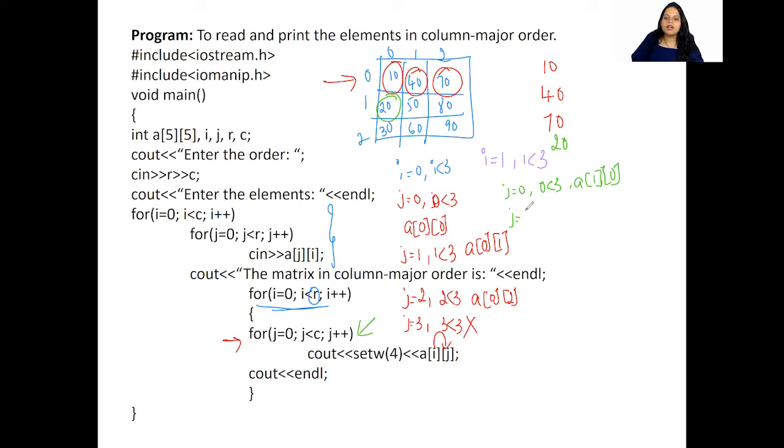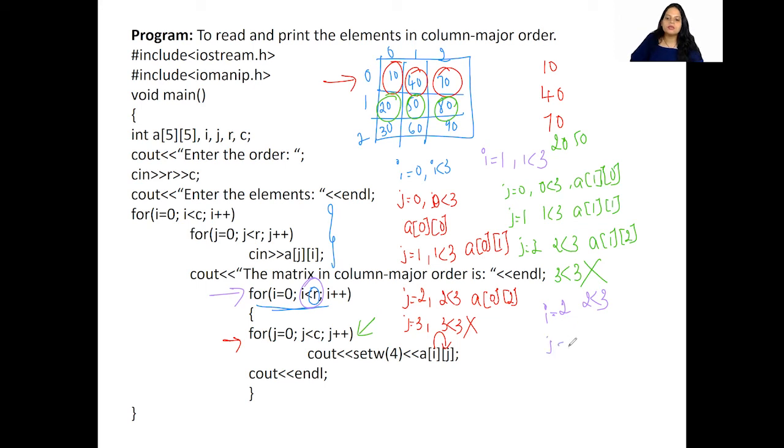Okay. Now again, j value is going to become 1. 1 is less than 3. So I'm printing A of 1 comma 1, which is this one. Okay. So 50. Next, j is going to become 2. 2 is less than 3. So I'm going to print A of 1 comma 2, which is this one. Okay. 80. Next, j is going to become 3. Is 3 less than 3? It is not. So what is going to happen? We are going back to the main for loop, this one, outer for loop, and I is going to get incremented to 2. Is 2 less than 3, this particular condition? Yes, it is, isn't it?